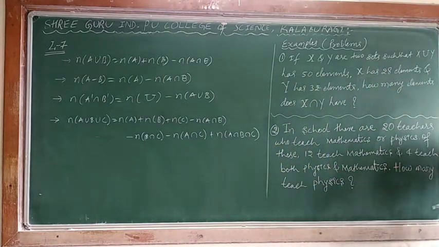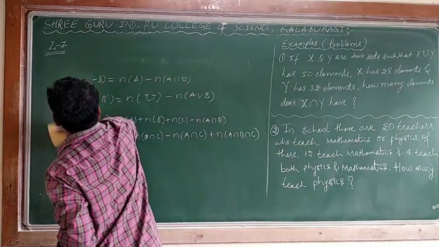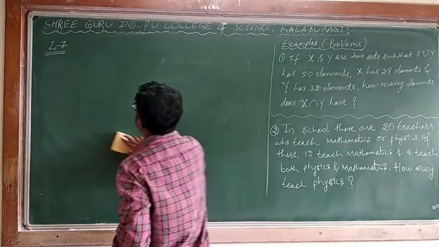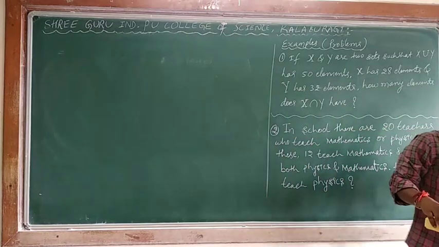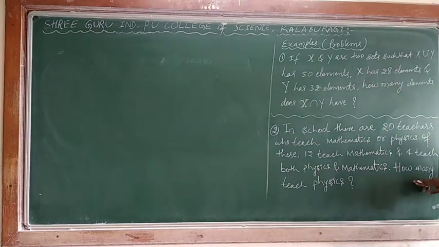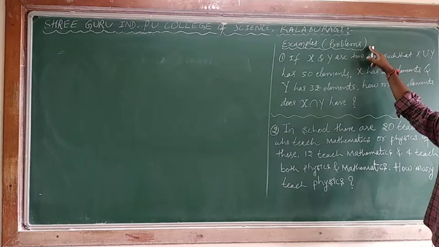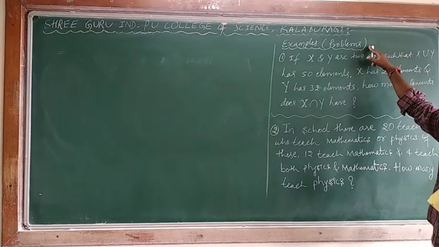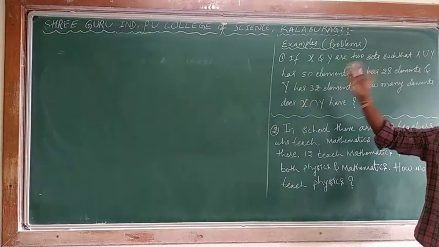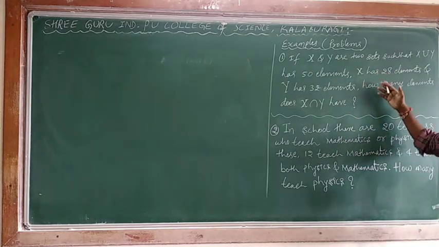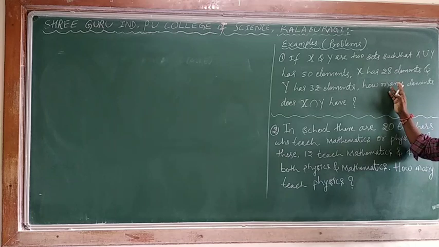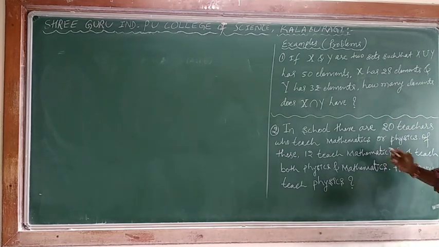Okay, so now the problems, or examples. I have already written two problems here, first one and second one. I will take the first one, then the second one. In practical life we solve problems using union and intersection. Those formulas from the previous class are the tools we use to solve the practical problems we face many times in daily life. I will take them one by one.